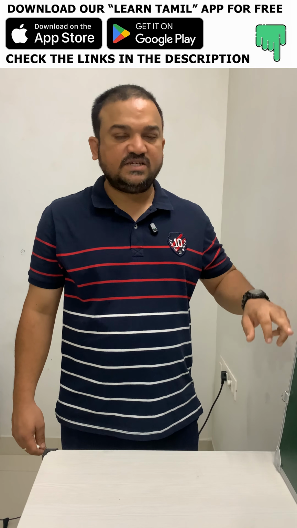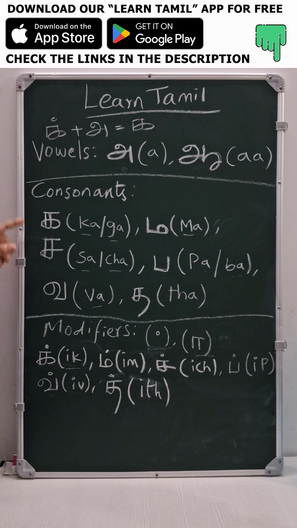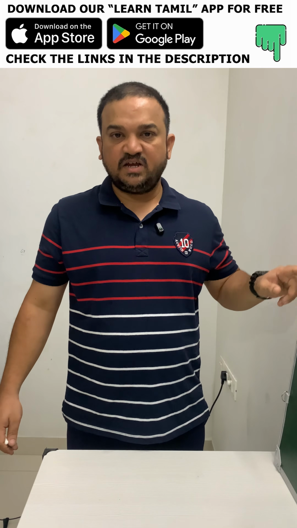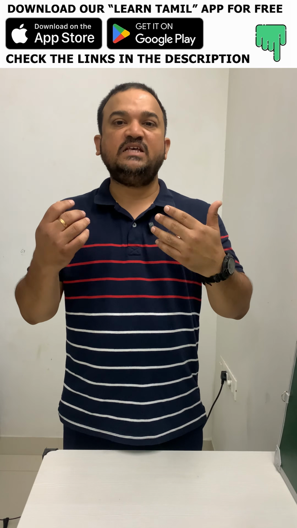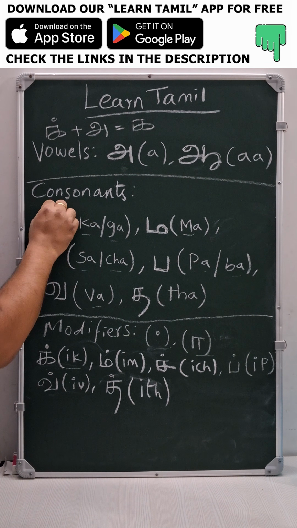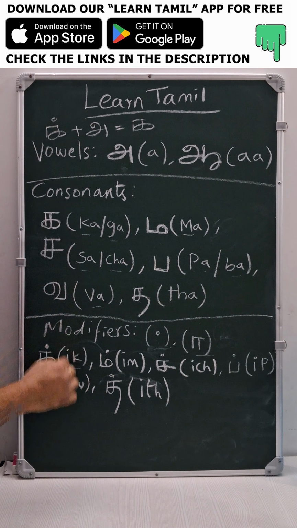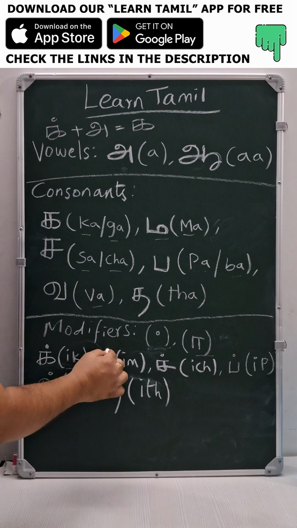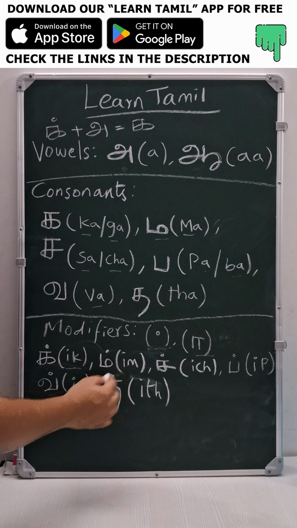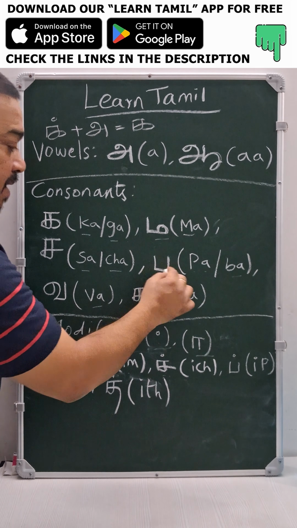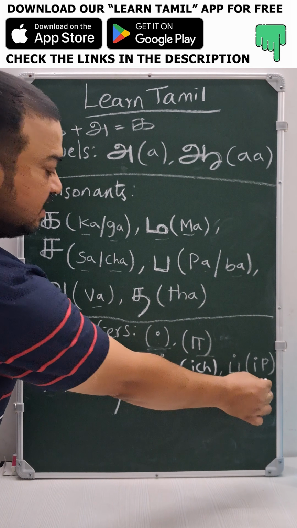But I am teaching a little bit different here, because if I teach this one first and then come to this, it confuses you a lot. So we will stick this way only, so it will be easy for you. Like I said, Ka, if you put a dot on top of it, it becomes Ik. Same like Ma, if you put a dot on top of it, it becomes Im. Sa becomes Ich, and then Pa becomes Ip.